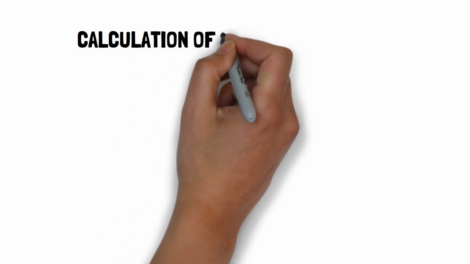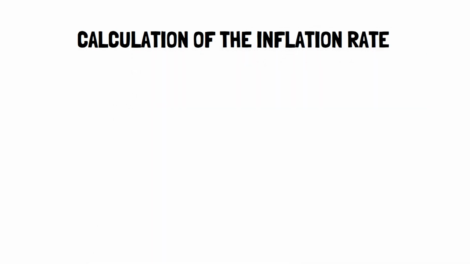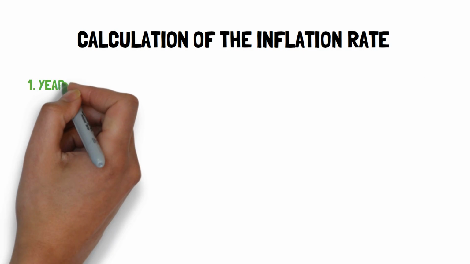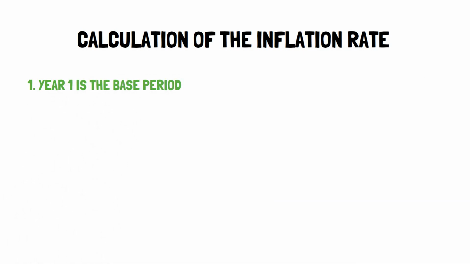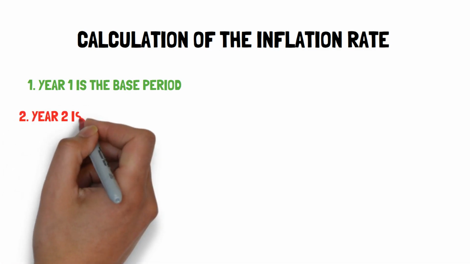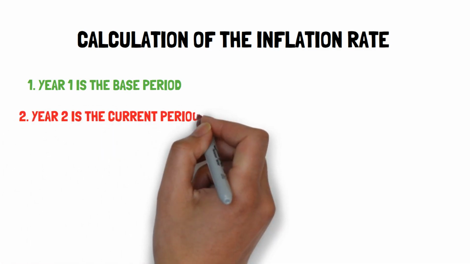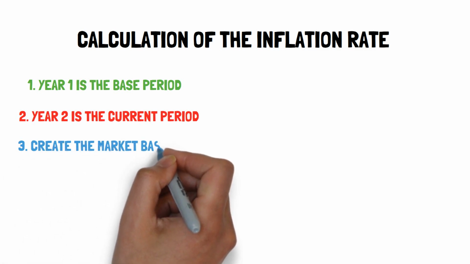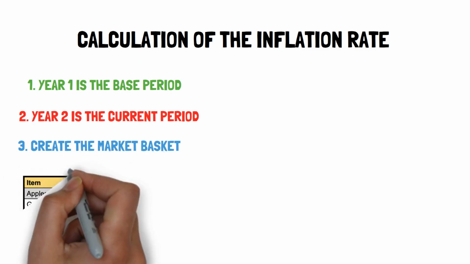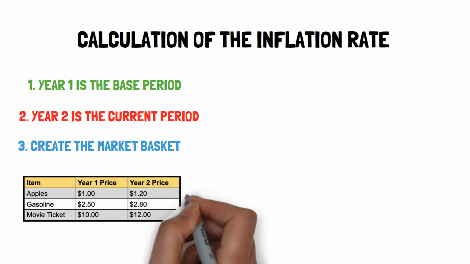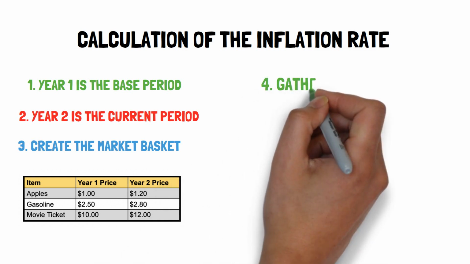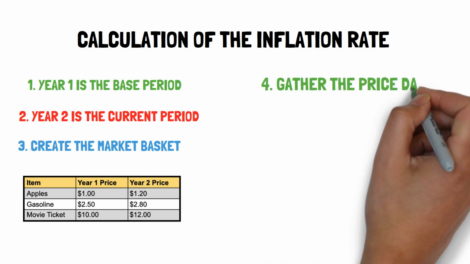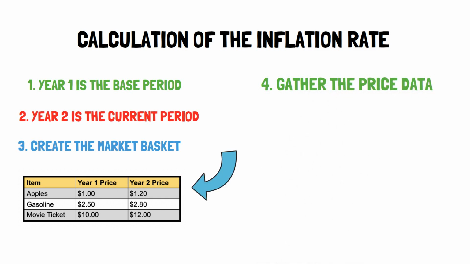To calculate the inflation rate, we'll follow the steps mentioned earlier. 1. First, we need to select a base period. Let's assume year 1 is the base period, assigned a value of 100. 2. Next, we choose a current period. Year 2 is the current period. 3. Create the market basket. We have a simplified market basket with 3 items, apples, gasoline, and a movie ticket. 4. Gather the price data. We have the prices for each item in year 1 and year 2. 5. Calculate the price index.